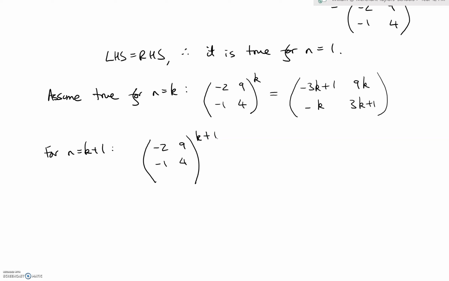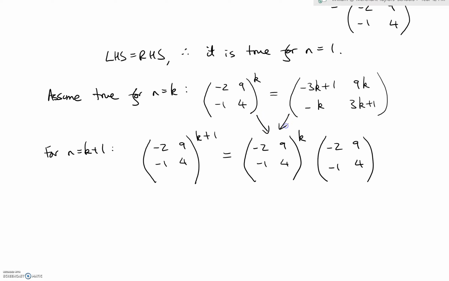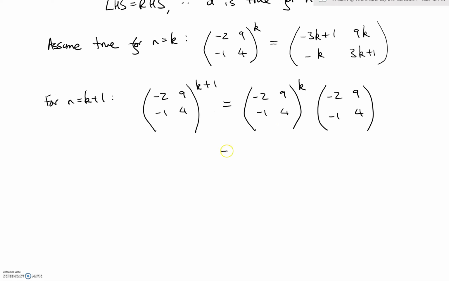And we'll write down what we should have in mind at the end. But first of all, the way we want to look at this is we want to split this into the power of k multiplied by the power of 1, and that will give us power of k plus 1. Obviously, we don't need to write that 1 in. And this is useful because we can then sub in the assumption that we made for our proof. So this then is equal to this, because we've assumed this to be true.